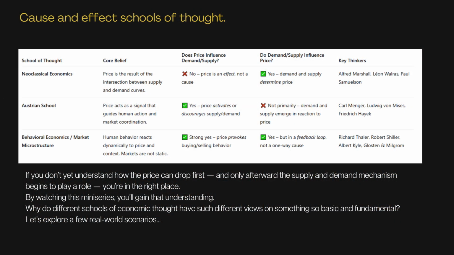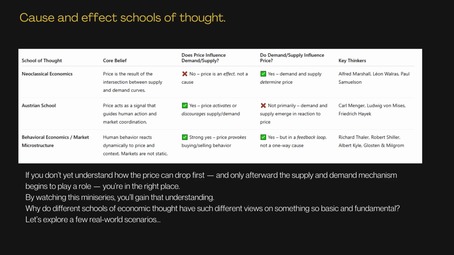So, if even the idea of supply and demand isn't settled, what do the experts actually believe? Let's take a look at how different schools of economic thought view cause and effect in markets. First, the neoclassical school. This is the textbook version most people learn. It says price is determined at the intersection of supply and demand curves. Price is the result, not the cause. In this view, supply and demand move first, and price follows.